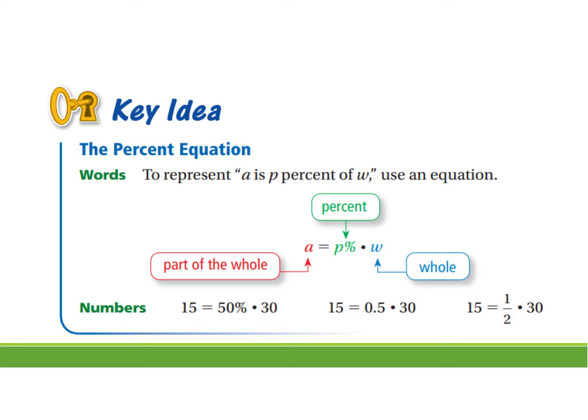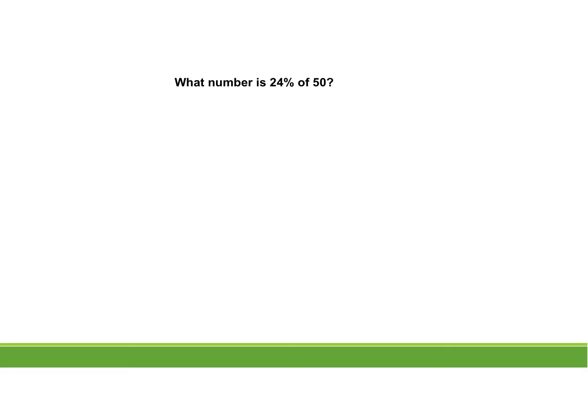Now, usually some clues that I look for when I'm doing these types of problems is when I see that I have the word is, that usually means equals. And of usually means to multiply. So those are keywords that I look for to help me when I'm trying to set something up. So let's take a look at a couple examples and see how this works. So first we have example 1.